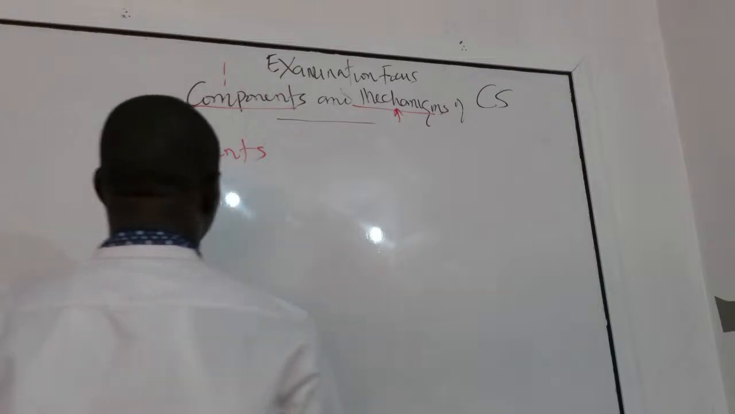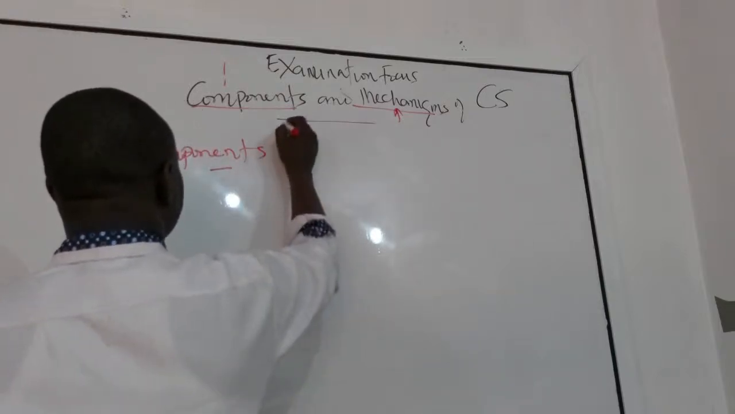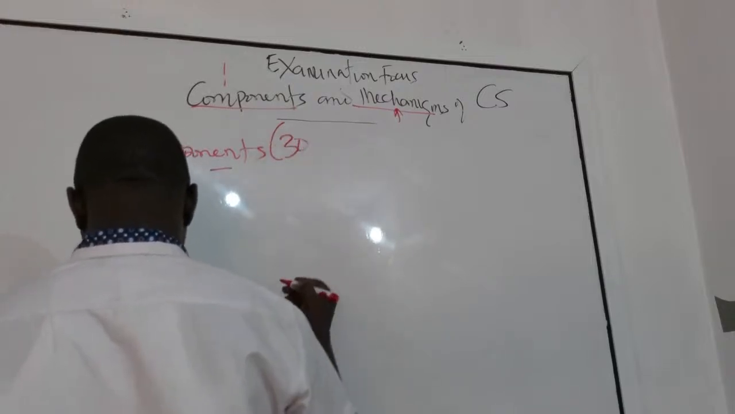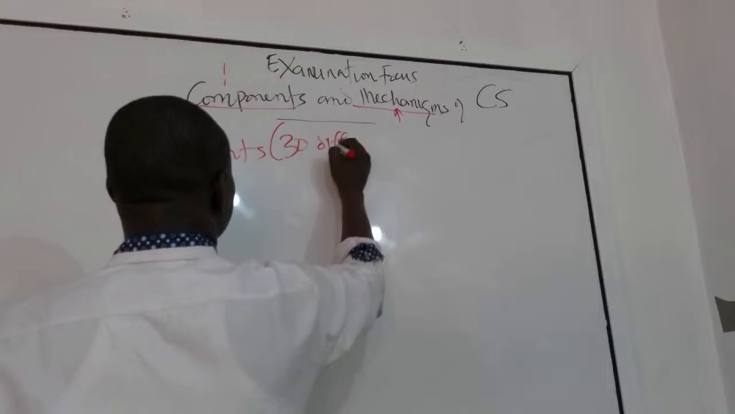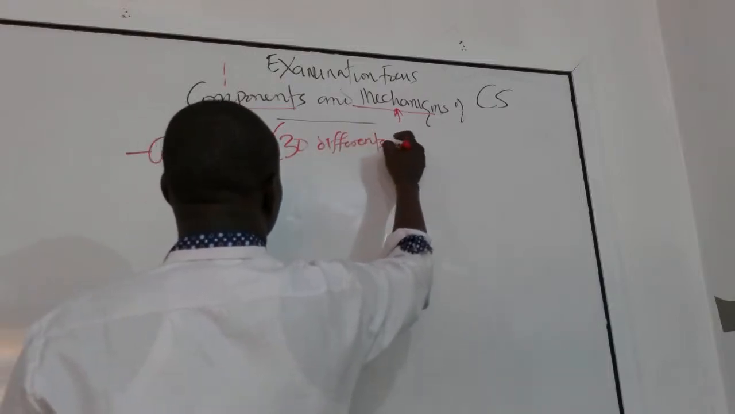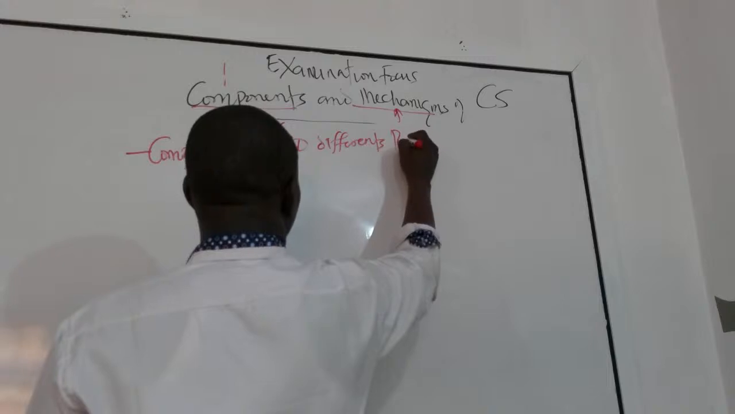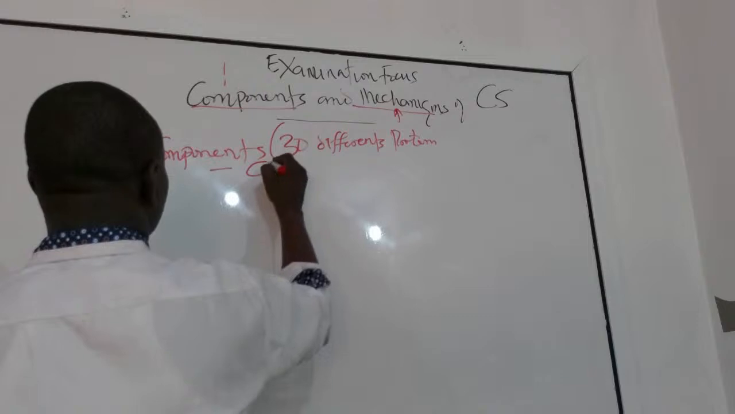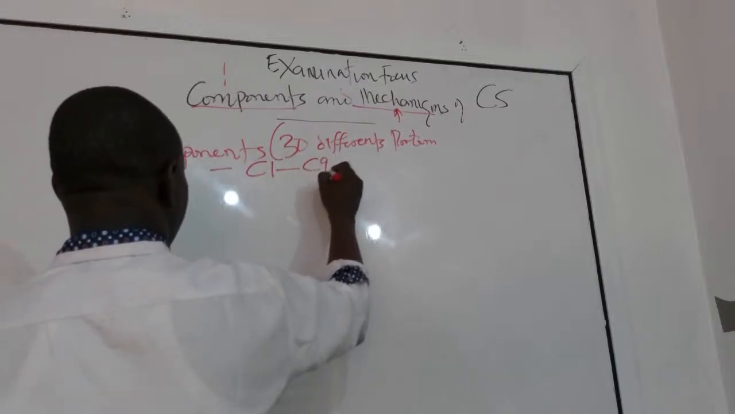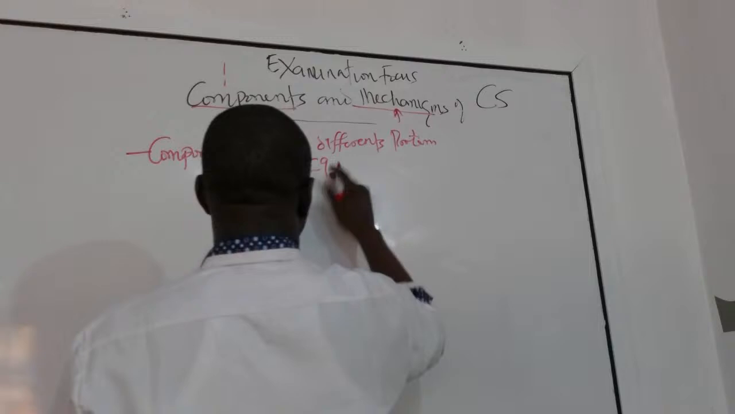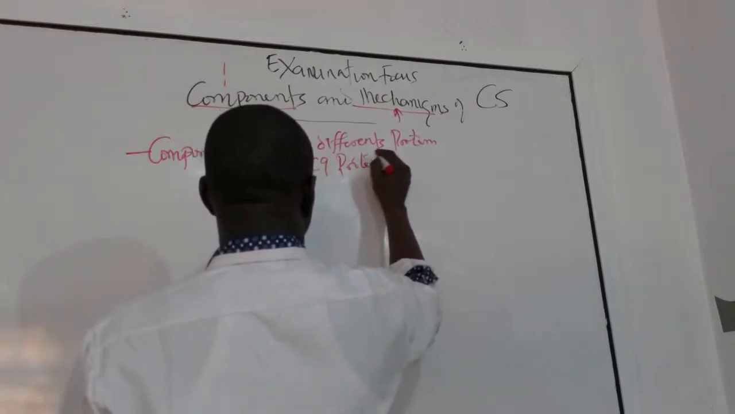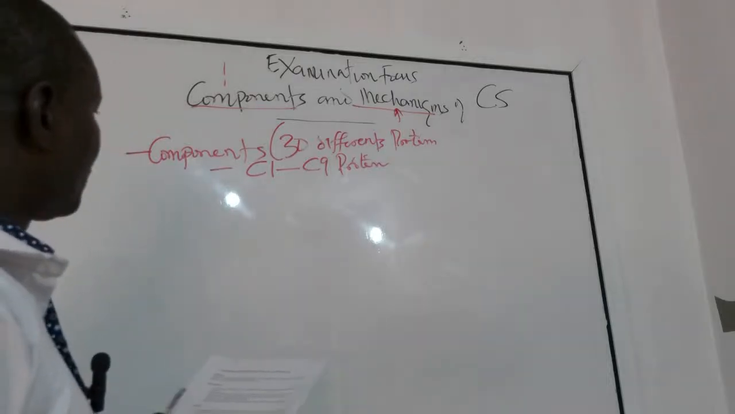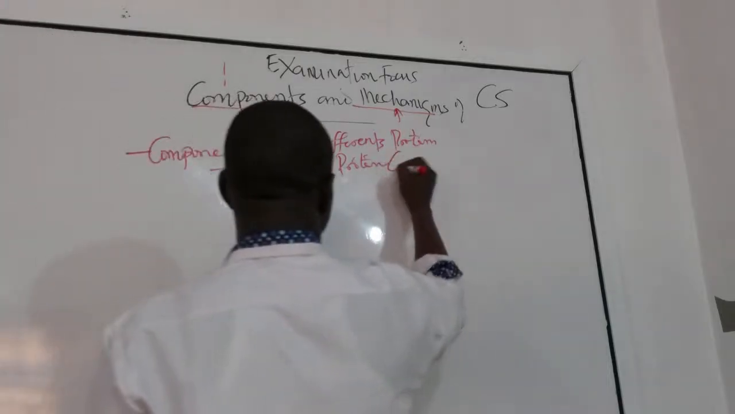Now, just like I told you earlier, the components of the complement system are like 30 different proteins, and all these 30 different proteins are numbered between C1 and C9. I want you to read more on this. These C1 to C9 proteins are very possible because they exist in cascades.